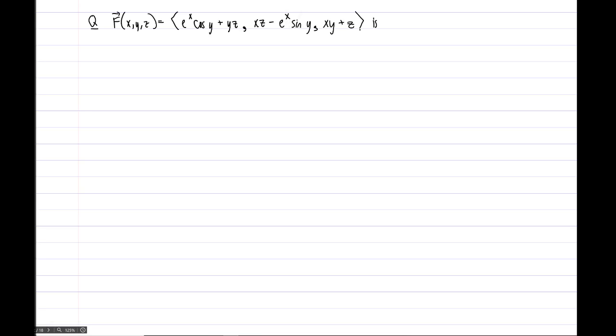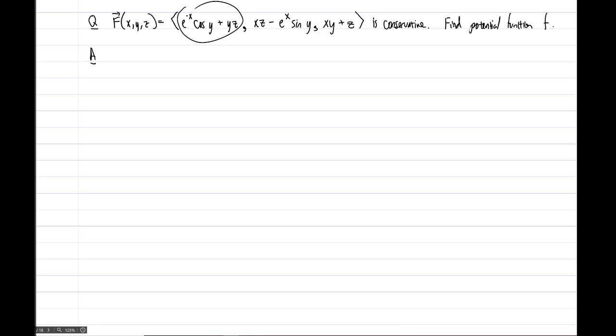This is conservative. Find a potential function called lowercase f. Now, we actually have not described how to tell that a three-dimensional vector field is conservative. That is coming, so don't worry about it for now. We're just going to go with it. We're just going to believe the information that we've been given that this is conservative.